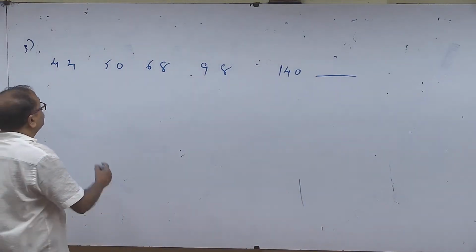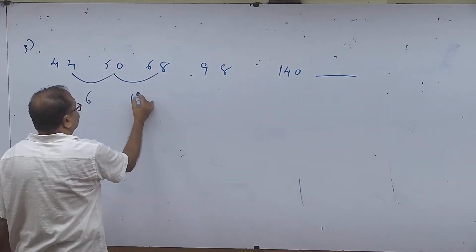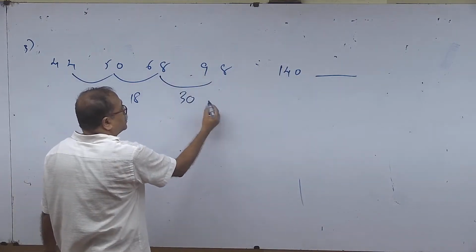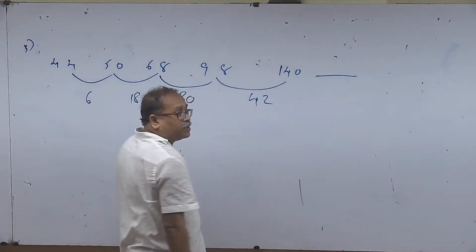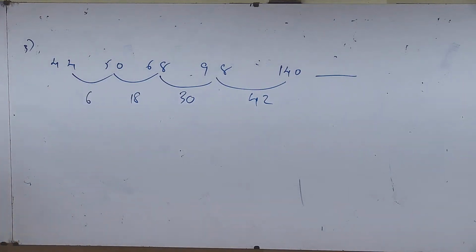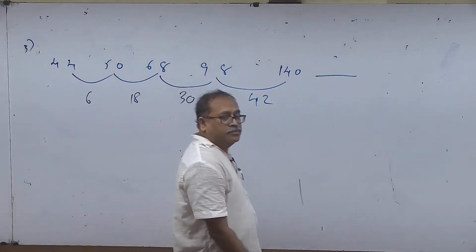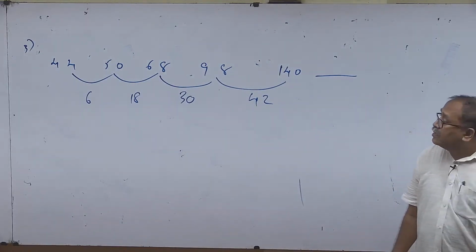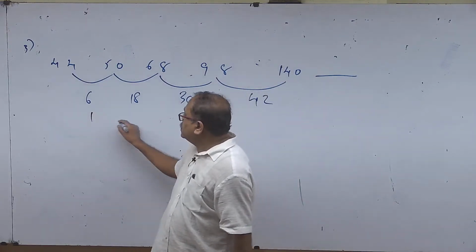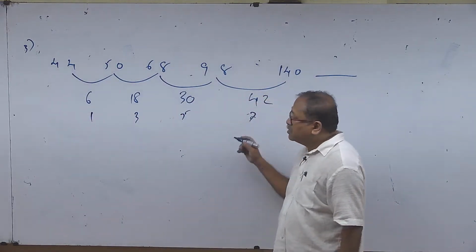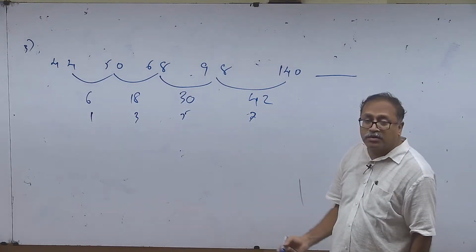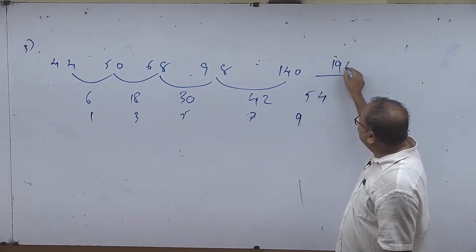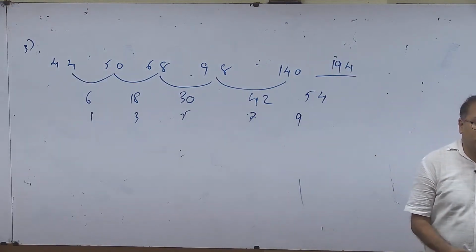So quickly find out the difference. From here to here I notice 6 and I notice 18. I can see that it's a 6 multiple, and I notice here 30, it's a 6 multiple. At 42, it's also a 6 multiple. First answer. So 6 1s, 6 3s, 6 5s, 6 7s, the 6 9s, odd number. 6 9s, 54, 194.